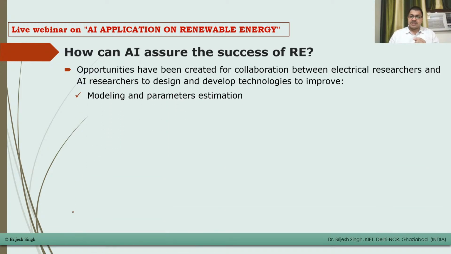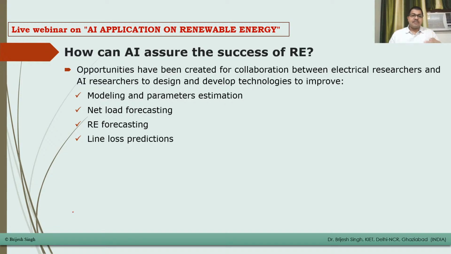What are the improvements? Modeling and parameter estimation: you can use AI for modeling and parameter estimation. You can apply AI for net load forecasting, and for renewable energy forecasting. You can apply artificial intelligence for line loss prediction. Maintaining system reliability: if you want to make a system more reliable, AI can help you maintain the reliability. By AI we can optimally utilize the power which is available from renewable energy.